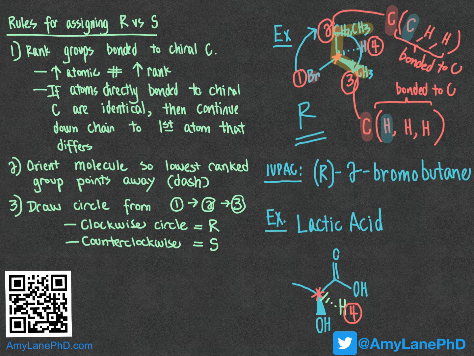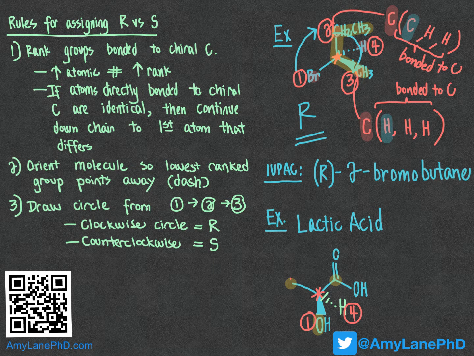And now thinking about ranking the other groups, 1 through 3, we have an oxygen directly bonded to our chiral carbon. We have a carbon over here of the methyl group directly bonded to the chiral carbon. And we have a carbon over here that is part of the carboxylic acid group. So thinking about how we'd rank those as 1, 2, and 3, the highest ranked of those is going to be the oxygen, because if we look at the periodic table, oxygen has a higher atomic number than carbon. So that's going to be ranked as number 1.